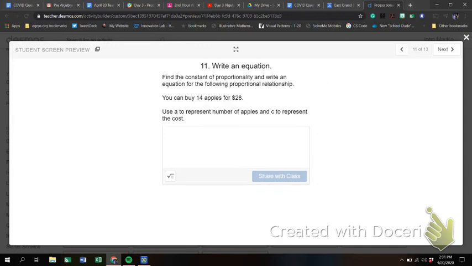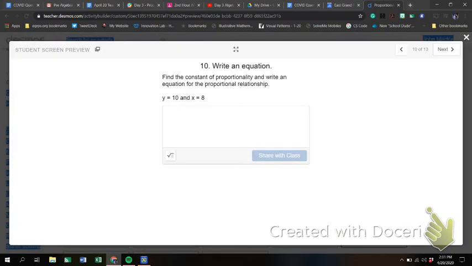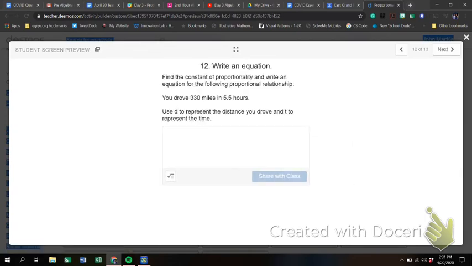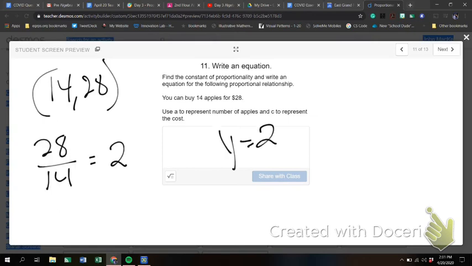All right, so now we have another representation. Now it's in context. 14 apples for $28. So that's going to give us, did it again. I've been doing so well. Where are we at here, guys? Whoops. There it is. Okay. So 14 apples for $28 would be like ordered pair (14, 28), which tells us that each apple costs $2 for a proportional equation, y equals 2x.